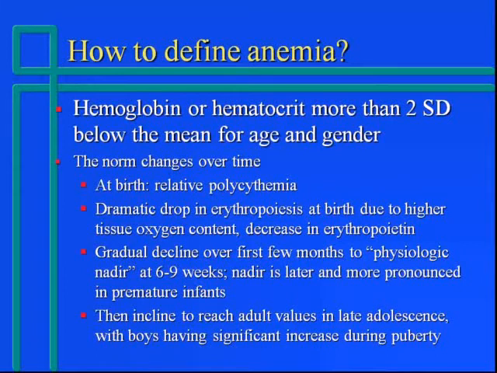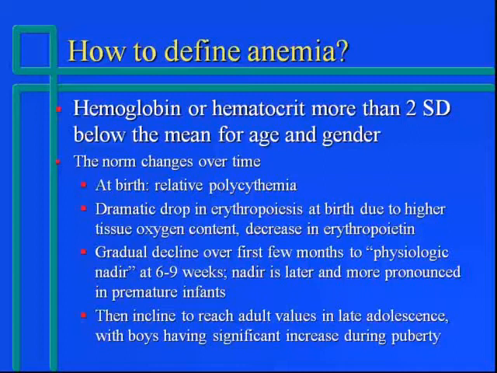Anemia is defined as a hemoglobin or hematocrit that is more than 2 standard deviations below the mean for age and gender. It is useful to note that the norm changes over time. At birth, there is a relative polycythemia, following which there is a dramatic drop in erythropoiesis due to the higher tissue oxygen content, with a subsequent decrease in erythropoietin.